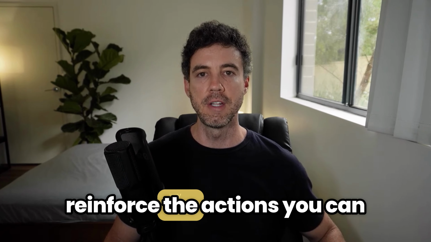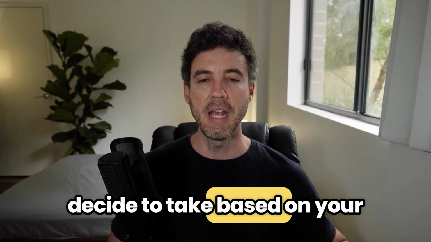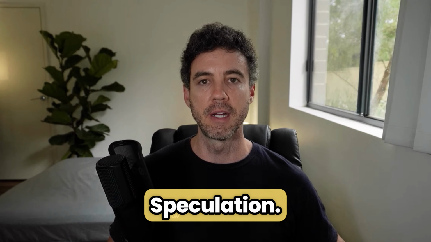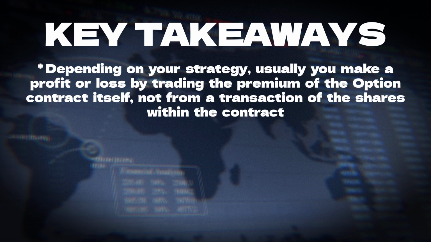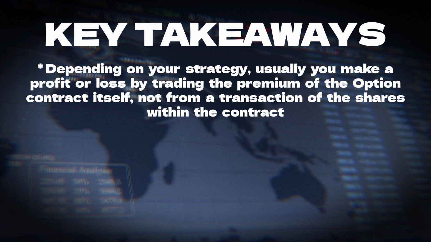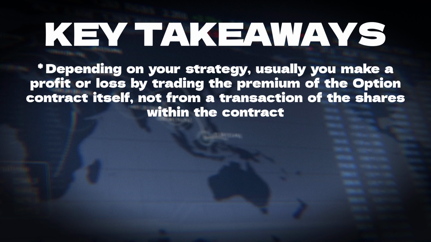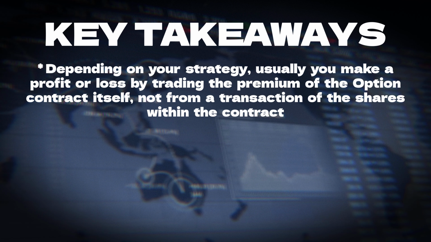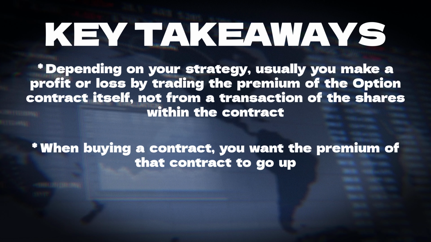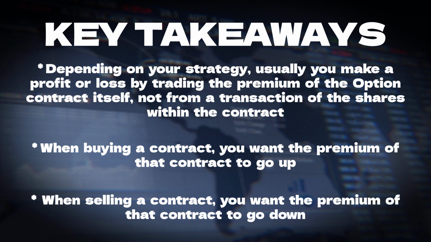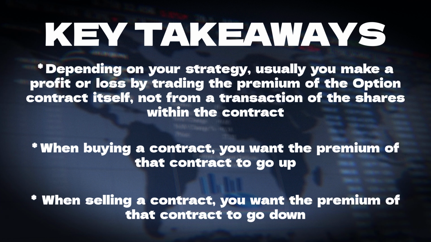Okay, so this was a pretty easy lesson, and it's just to reinforce the actions you can decide to take based on your risk tolerance and your price speculation. Let's simplify that and look at the key takeaways. Depending on your strategy, usually you make a profit or loss by trading the premium of the option contract itself, not from a transaction of the shares within the contract. When buying a contract, you want the premium of that contract to go up. When selling a contract, you want the premium of that contract to go down.